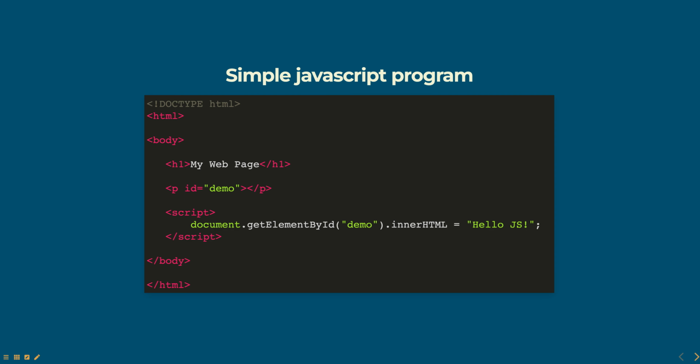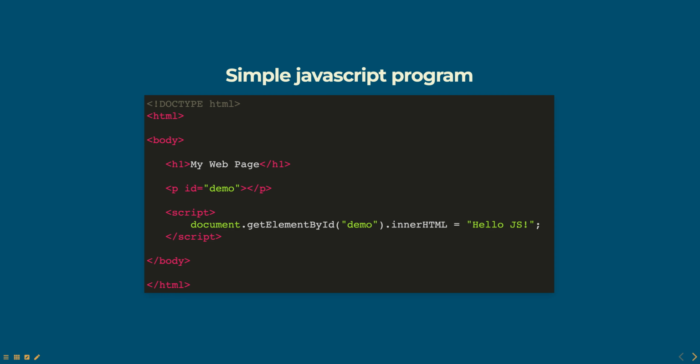Inside the script tag, the code document.getElementById("demo").innerHTML = "hello.js" is used to select the element with the ID demo and change its inner HTML to hello.js.